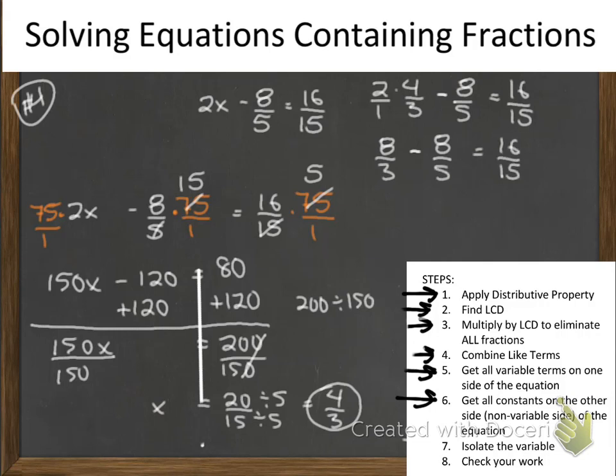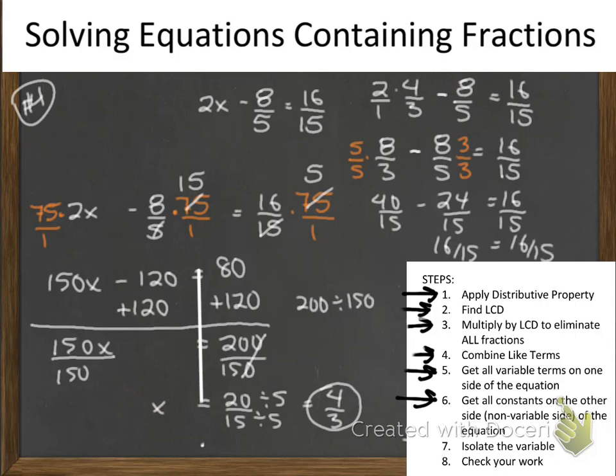At this point, you are going to have to remember how to subtract fractions. And unfortunately, the easiest way to do this is to get a common denominator. So I'm going to multiply 8 over 3 by 5 over 5. I'm going to multiply 8 over 5 by 3 over 3. So this becomes 40 over 15 minus 24 over 15. And sure enough, 40 minus 24 is 16 over 15.